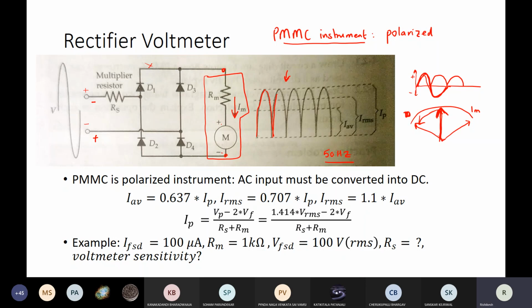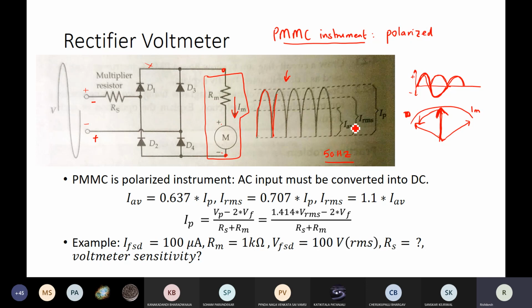But remember, it doesn't mean that there is no current flowing through the instrument. Current is still flowing through the instrument, just that it is not able to respond to the rapid variation of the current. The average value it will indicate as zero. Of course, we are assuming that my supply is purely sinusoidal. But in the case of a rectified signal, where we have a pulsating DC that is always positive, the average value is non-zero.